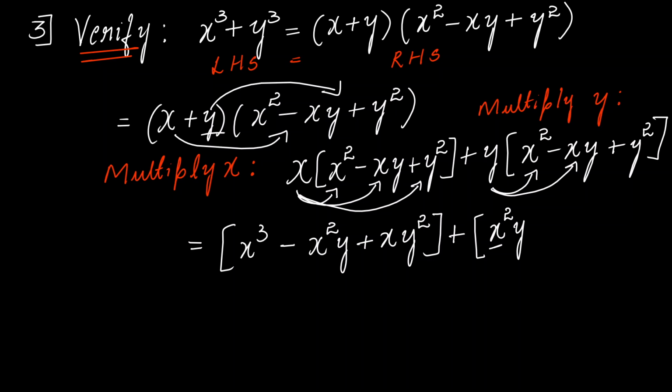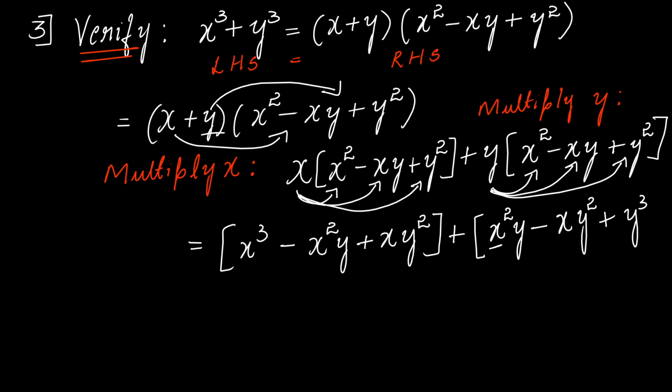Next, y multiplied by xy. So we have two y's here. So y square. So minus xy square, plus y into y square is y cube. So plus y cube. So we get x square y minus xy square plus y cube.